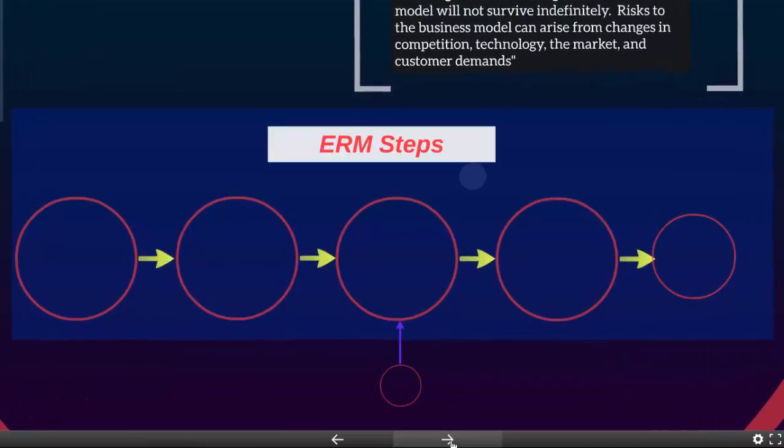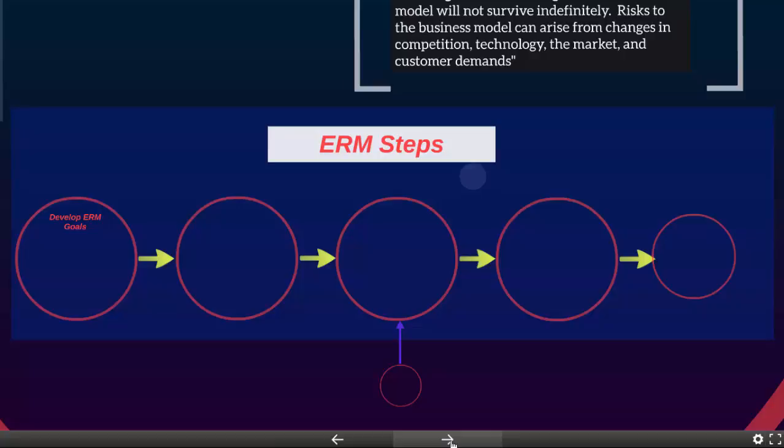Now let's look at the steps to enterprise risk management. These are almost identical to the steps of traditional risk management. I'll make note of differences as we walk through the steps. To begin with, you must develop enterprise risk management goals. This is considered even more critical from an enterprise risk management standpoint.